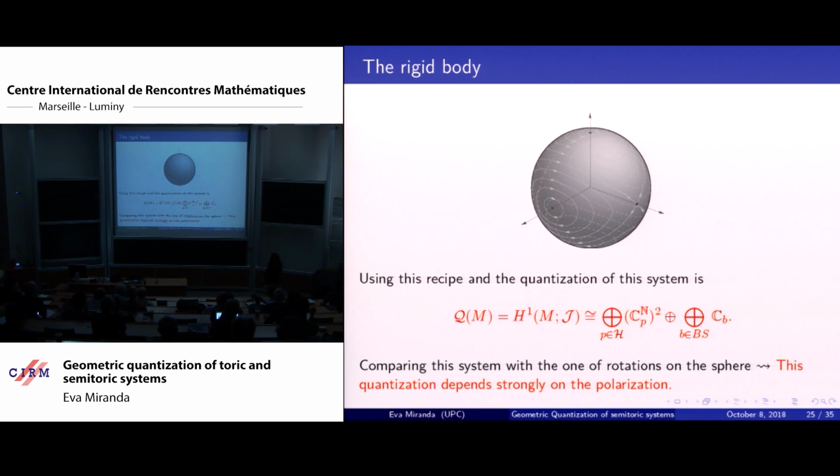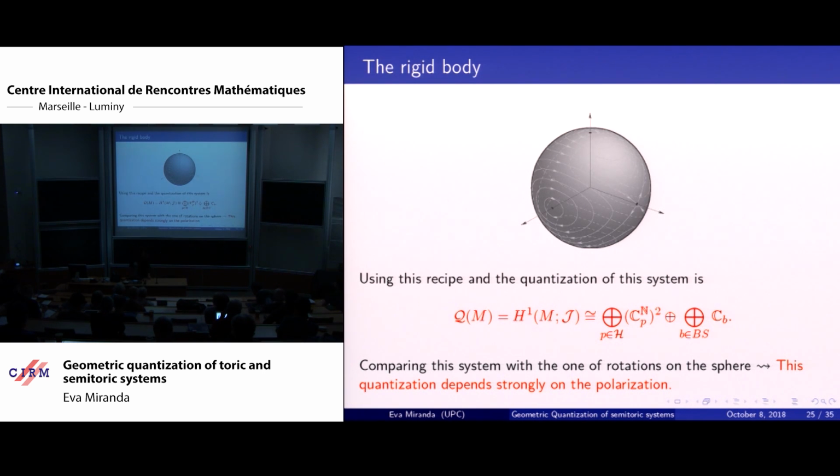Okay, so the conclusion is that it depends strongly on the polarization, because if I look at the toric picture, where the polarization is just the sphere, okay, then what I'm going to have here, the only contributions may come from the singularities, but they count 0.